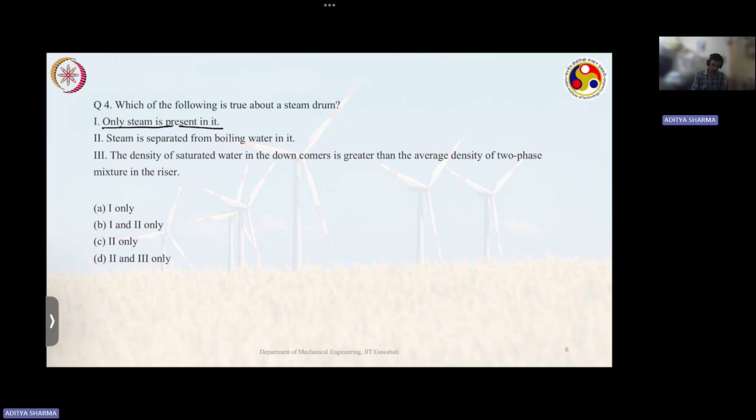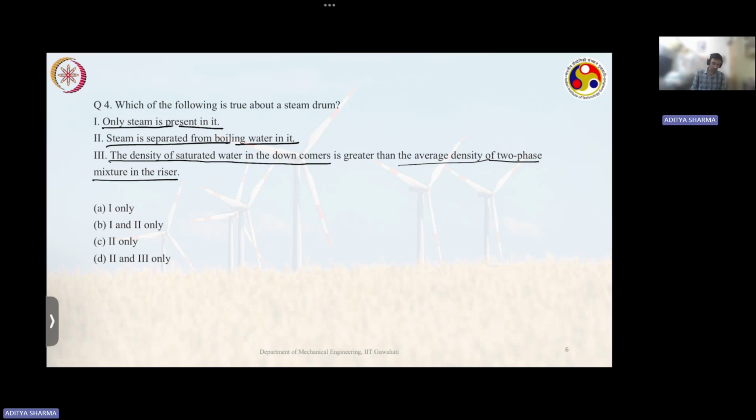Then steam is separated from boiling water in it. Then third, the density of saturated water in your downcomers is greater than the average density of the two-phase mixture in the riser. So the riser has water also and vapors also. That is why it is two-phase. And in your downcomer you have saturated water only.